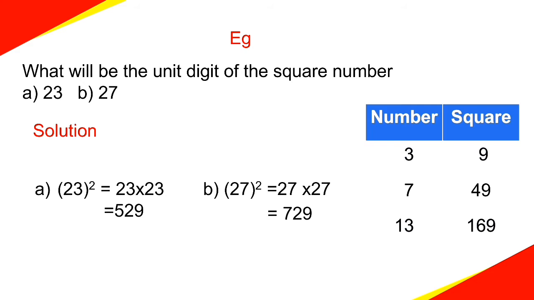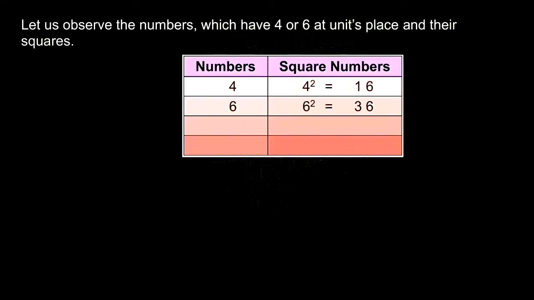Without doing this calculation, we can easily say it if we remember property number 4. What is property number 4? If a number has 3 or 7 in the units place, then its square ends with 9. Right? So easily we can say that the unit digit of 23 is 3, and the next number is 27 squared, the unit digit of 27 is 7. So what is the square of 3 and 7? 9.